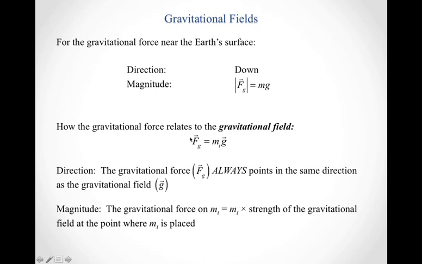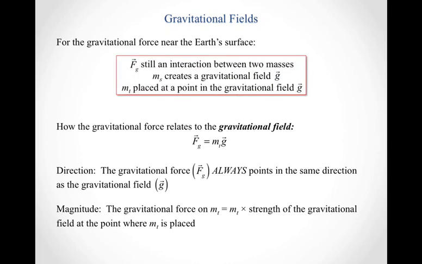But if you're interested in calculating the magnitude of the gravitational force on this test mass, then the two things that you want to multiply together is whatever the test mass is, that value, times the strength of the gravitational field at the point where your test mass is placed.